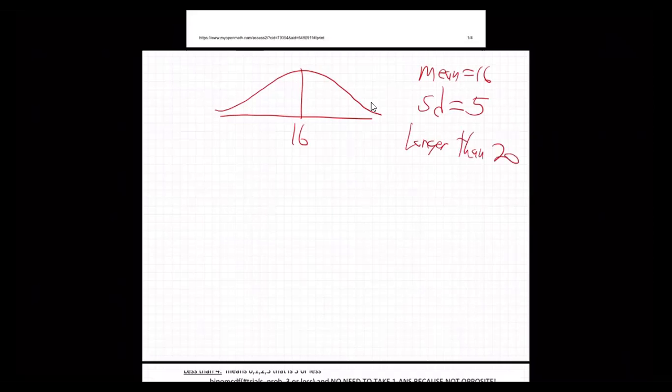Okay. So where is 20? Is 20 to the right of 16 or to the left of 16? To the right. Yeah, so 20 would be somewhere over here. It doesn't matter, put it wherever you want, as long as it's to the right. Put 20 and let that go all the way up to the curve. Now, longer than 20. Am I going to shade?